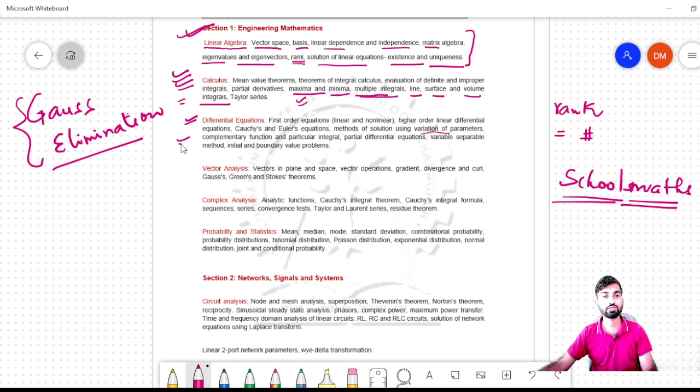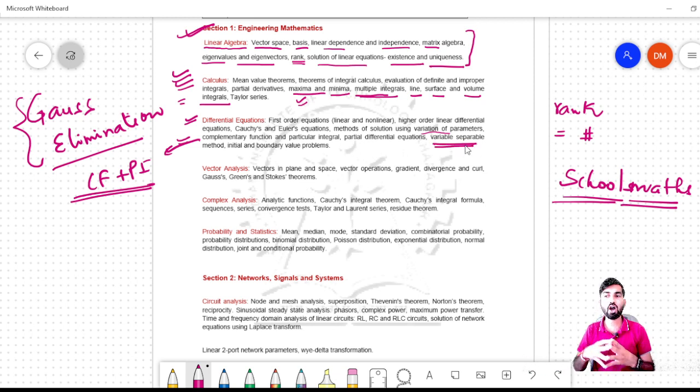This is also important. Any differential equation has a solution with two parts: one is the complementary function, the second one is the particular integral. So CF and PI play an important role. CF plus PI, complementary function and particular integral, and partial differential equations, variable separable here. If any physical situation is given, how can you model the differential equations? How many constants will be there, and what is the concept of degree and order?